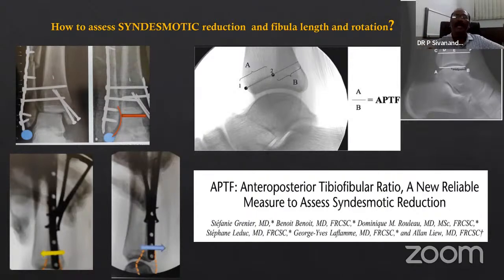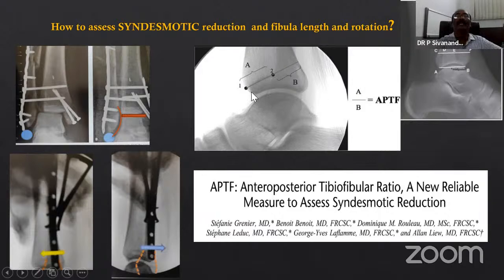This is assessed by the anteroposterior tibiofibular ratio. You can see this is the scar of the distal epiphysis. You draw a line from the anterior cortex of the fibula straight across. Where it intersects the epiphyseal scar, you make another point. From there you extend the line, and then you measure the distances.